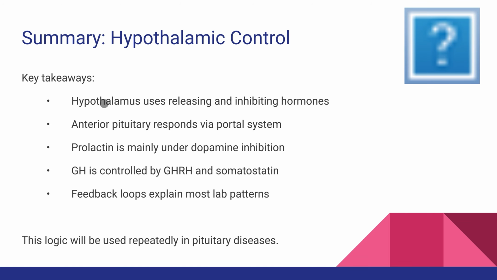To summarize, the hypothalamus uses releasing and inhibiting hormones to control the anterior pituitary. Prolactin is mainly under dopamine inhibition. Growth hormone is controlled by growth hormone releasing hormone and somatostatin. Feedback loops explain most endocrine lab patterns. So it's very important that we understand how the feedback works at the hormonal level.